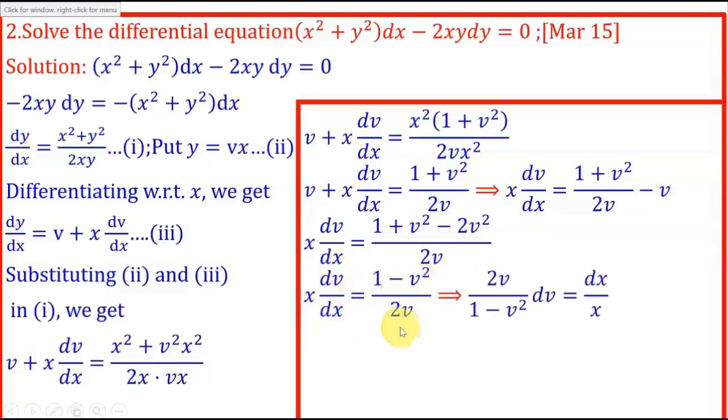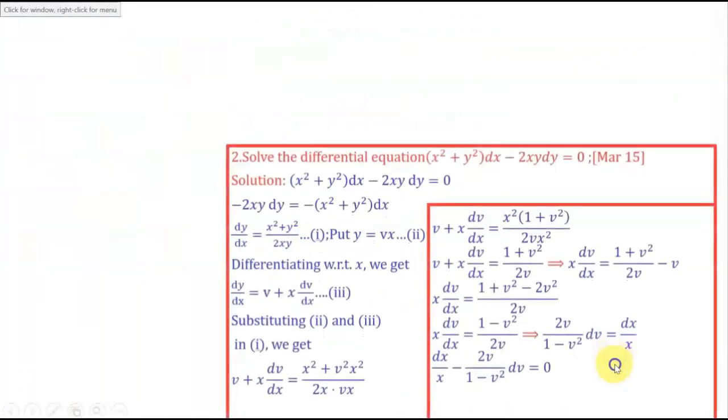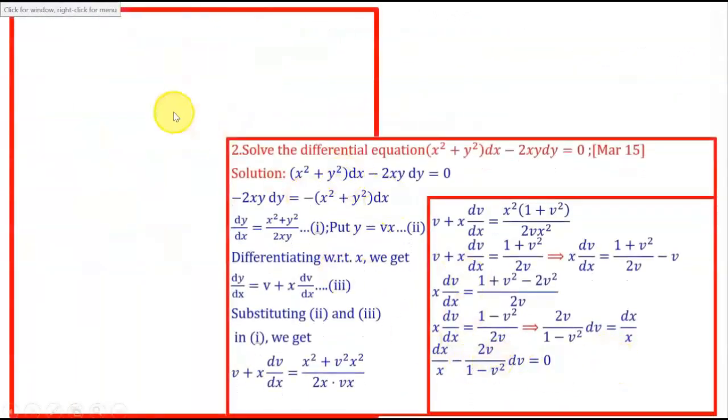Apply the variable separable method. Then shift the term of v to the side of dv and x to the side of dx. Therefore, you will get 2v upon 1 minus v square into dv is equal to dx upon x. Now integrate on both sides.